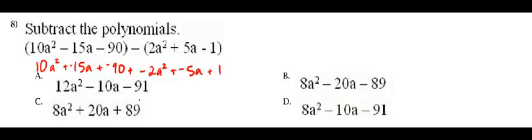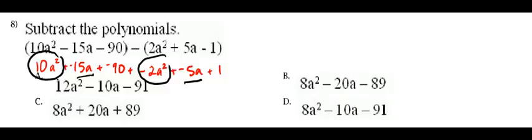Now what you're going to have to do is combine like terms. 10a squared and -2a squared are like terms. They're like terms because they both have the a squared. They are not like terms with 15a. -15a and -5a are like terms. They both have an a. So you have to have the same little expression in here to be able to combine them.